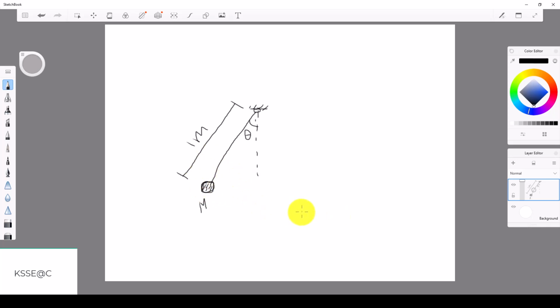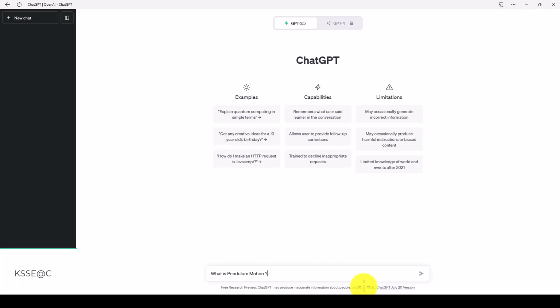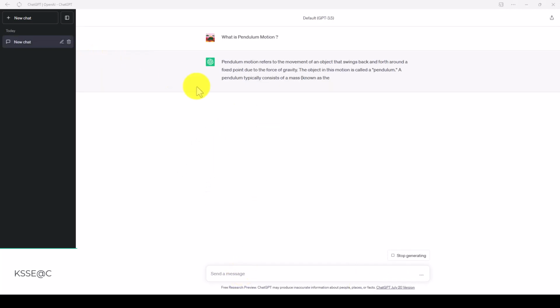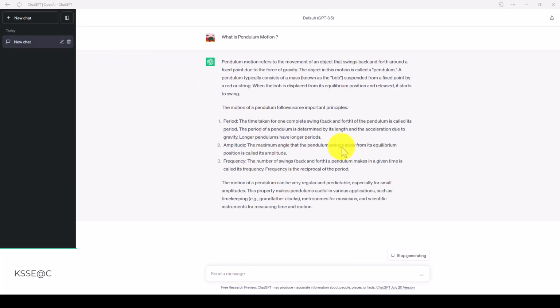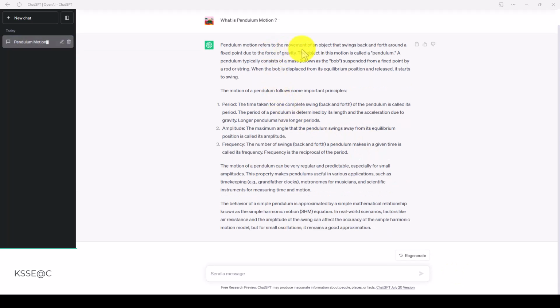So we jump to the ChatGPT and copy, and here we're going to paste, Control V and enter, and you will see that the information is quite wide. It gives you: pendulum motion refers to the movement of an object that's swinging back and forth around a fixed point due to the force of gravity. So the object in this motion is called a pendulum. A pendulum typically consists of a mass known as a bob suspended from a fixed point by a rod or a string.